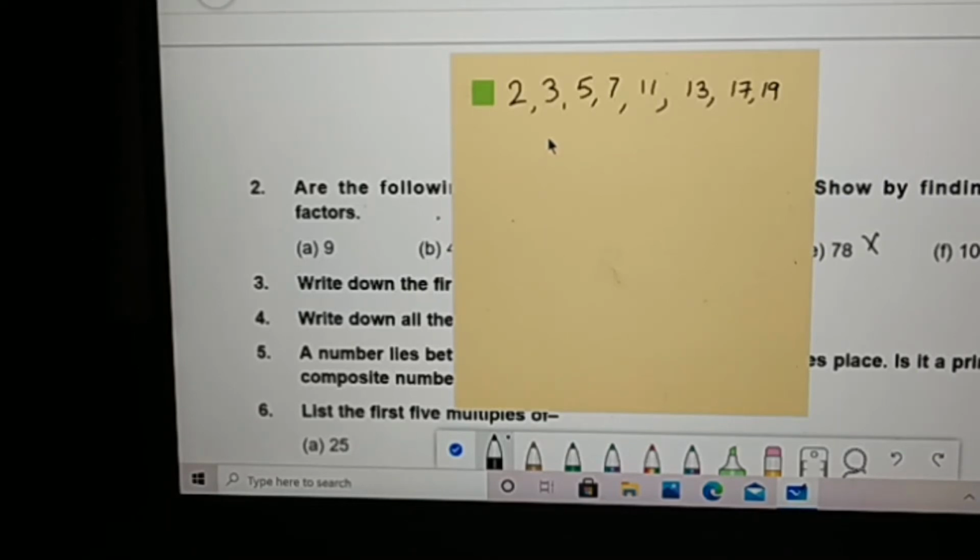not, 21 is not, 22 is not, 23, it is a prime. After that 24, 25, 26, 27 and 28. These are divisible by some numbers other than the number itself. So check for 29. 29 is not divisible by any other number. So these are the first 10 prime numbers in our counting numbers.